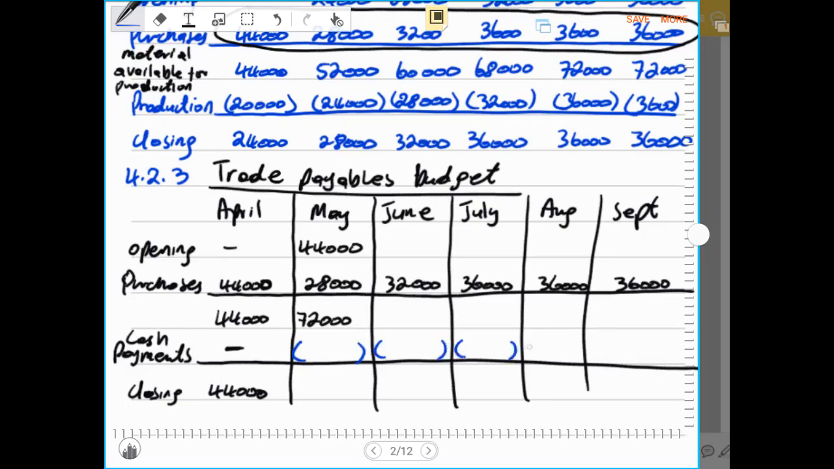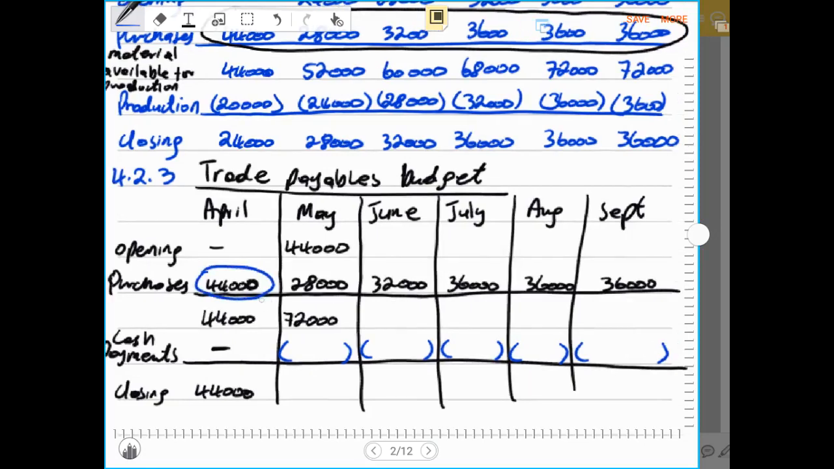Remember, whatever was bought in the month of April will be paid in the month of May. So the purchase of the month of April becomes the payment of the month of May. That 44,000 will be paid 1 month later, which is in the following month. And the purchases of the month of May will be paid in the month of June. So 28,000 will be the payment in the month of June.